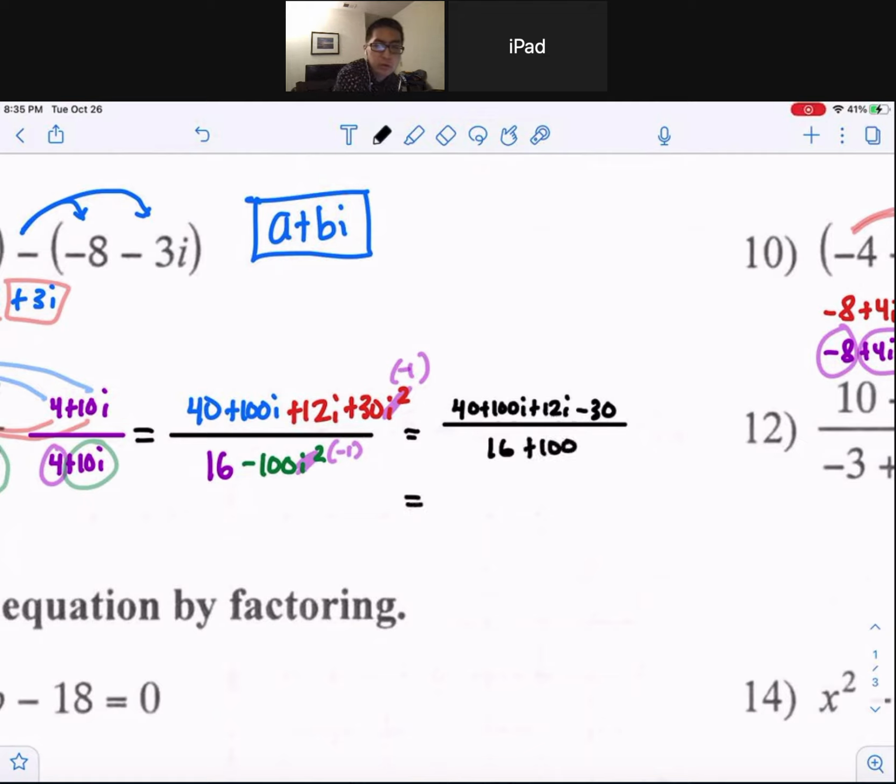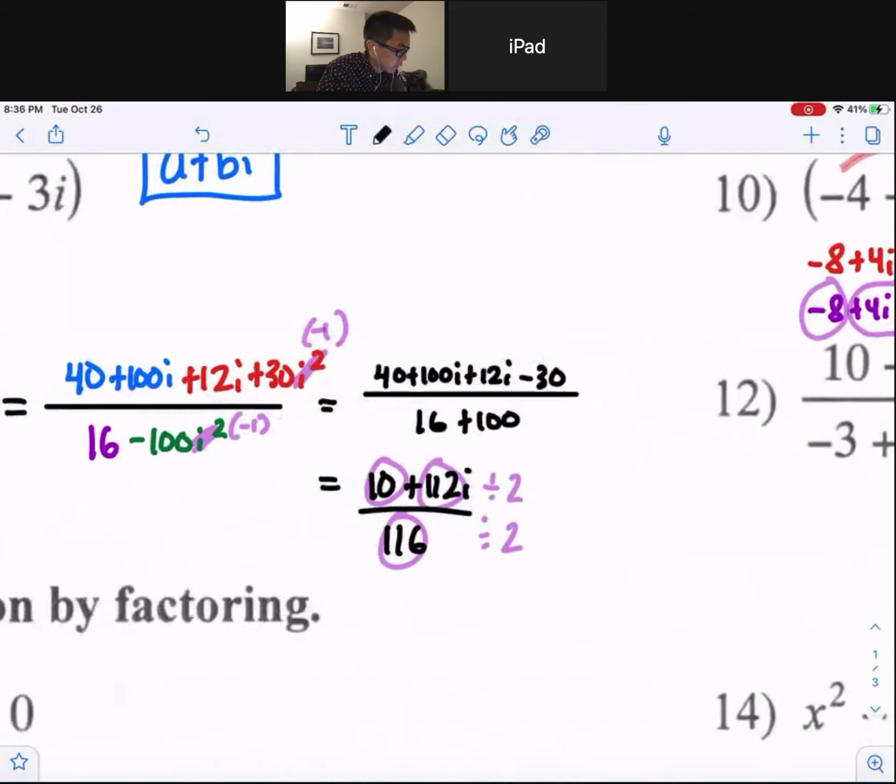Okay, combine like terms. Up top, 40 times negative 30, you guys, that's 10. 100i plus 12i, that's 112i. And on the bottom, 16 plus 100, 116. Now, something to notice. You guys can divide each one of these numbers by 2. So divide top and bottom by 2.